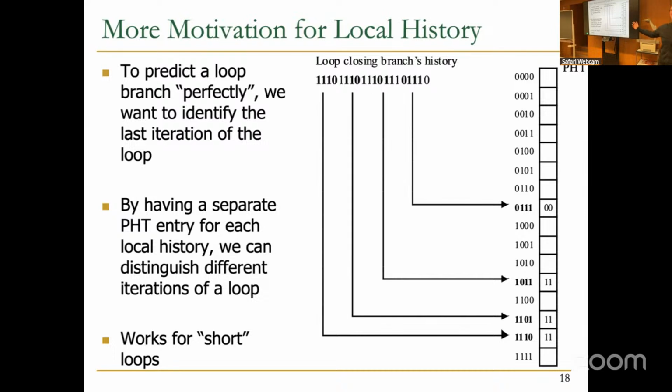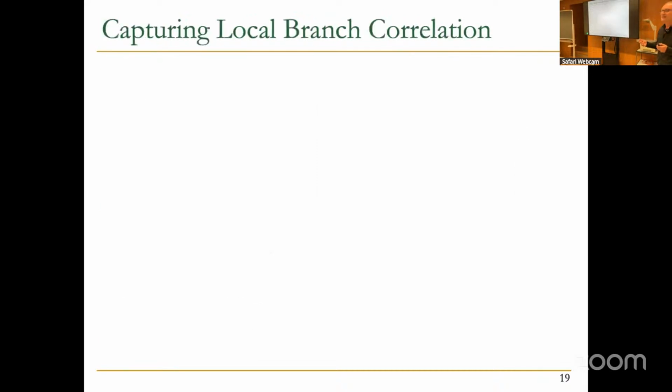If your history is, let's say, 4 and you iterate 4 times maximum, you can capture this. If your history is 16 and you iterate 16 times maximum, you can capture this. If your history is 256, now you need 2 to the 256 entries over here, or you need to be a little bit more clever. So this doesn't scale very well. That's why people have developed loop predictors, as we will briefly see. Make sense?